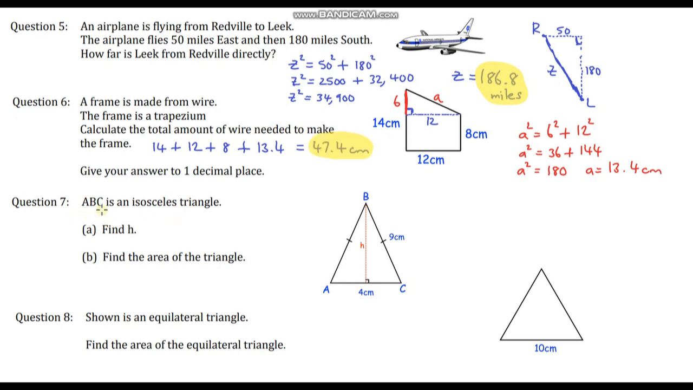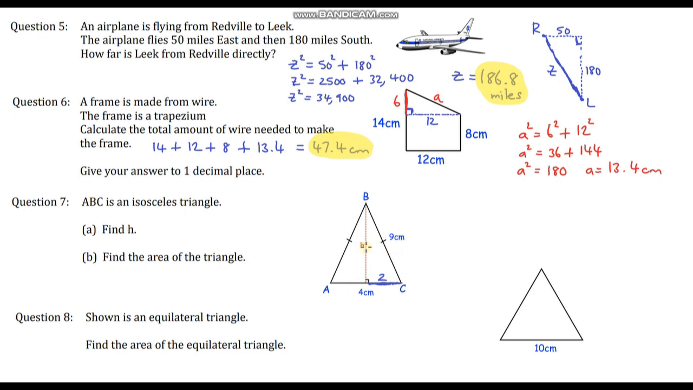Okay, question 7. ABC is an isosceles triangle, which is over here. And part A is to find H. So H is the perpendicular height of our isosceles triangle. So by drawing this line in, we've actually formed a right angle triangle. So you can see here there's a right angle. We know the hypotenuse is 9. This side length here, the base of our right angle triangle, we do know, because we know the base of our isosceles triangle is 4. So this is just half of 4, because this perpendicular line just cuts this in half. So this is 2 centimetres.